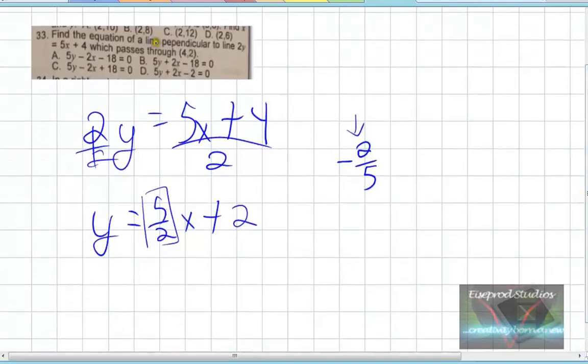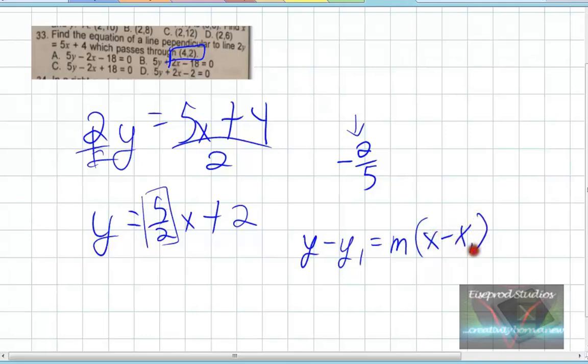Also, we need to make it pass through the point (4, 2). To do that, we can use this equation: y minus y1 is equal to m times the quantity x minus x1. You replace y1, m, and x1. So y1 is going to be the y in the point (4, 2). Remember, they gave it to us in x, y form. So y1 will now be 2.